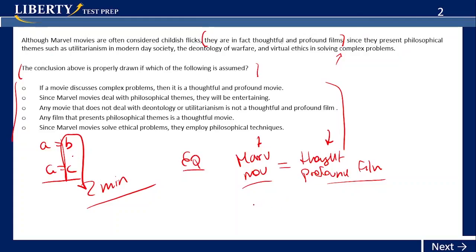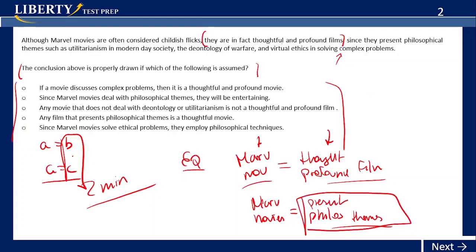Since they present philosophical themes. Now I got it here. Marvel movies, they, equal present philosophical themes. So I already have my assumption. Anything that presents philosophical themes would be a thoughtful and profound film. Any movie that presents philosophical themes will be a thoughtful and profound film. Just because it is talking about philosophical themes, that makes that movie a thoughtful and profound film. That's what the author is assuming.